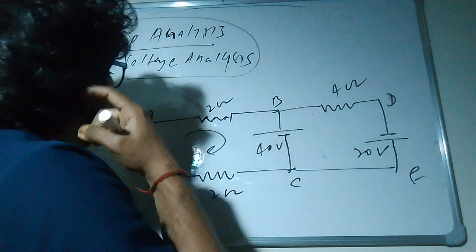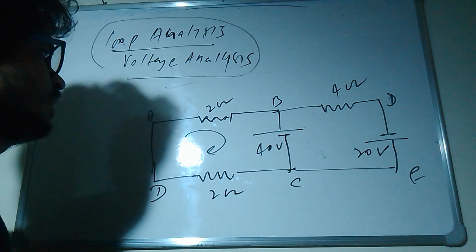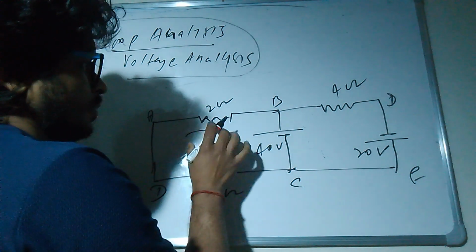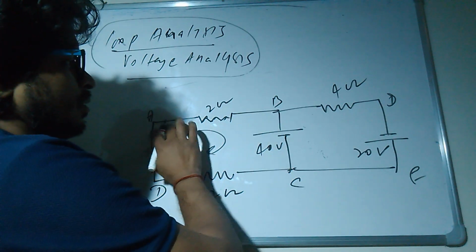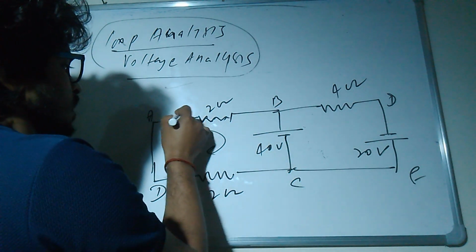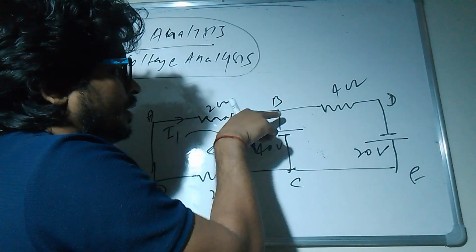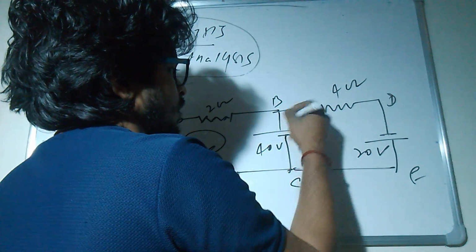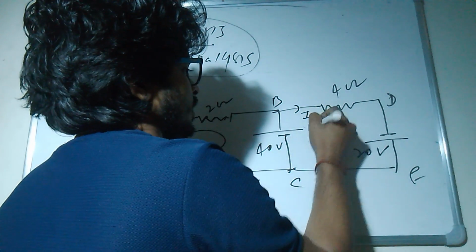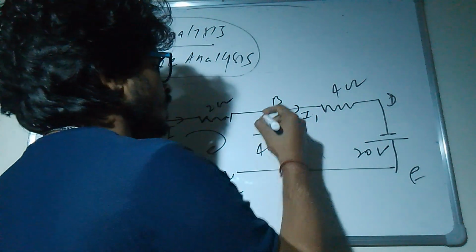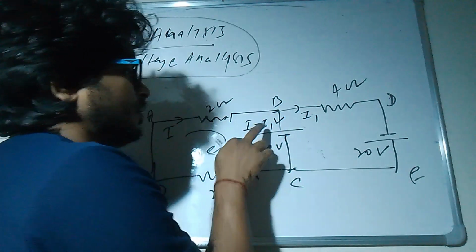But you have to assume the current. Suppose current I1 is going in this branch, so I1 current is coming here. Suppose this is I, the total current, and this is I1 going here. So what current will go here? I minus I1. You can write it by any means, but I am using this convention.